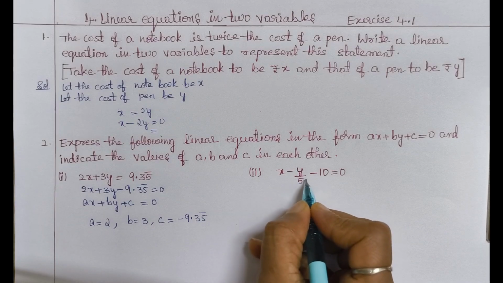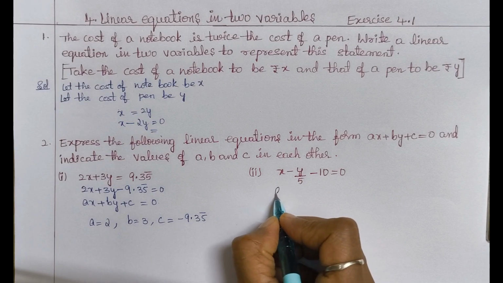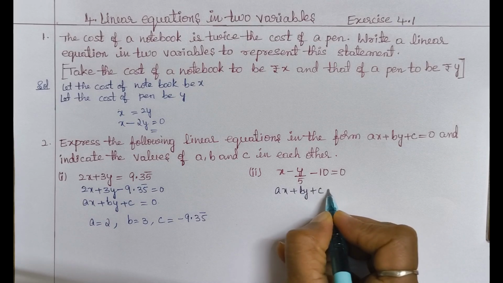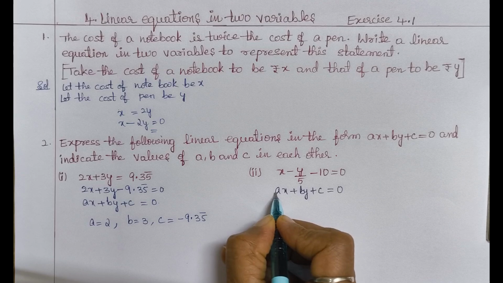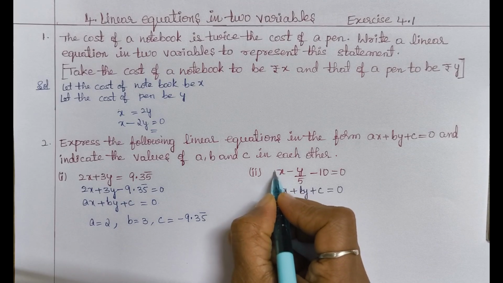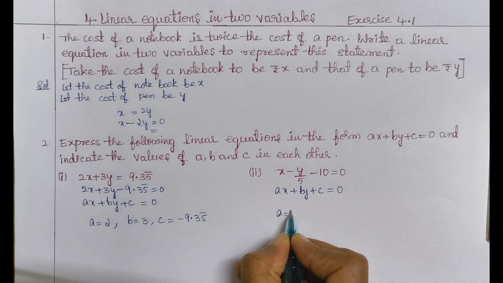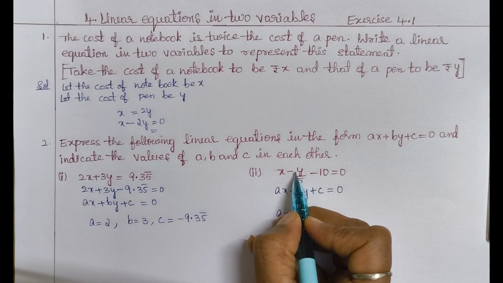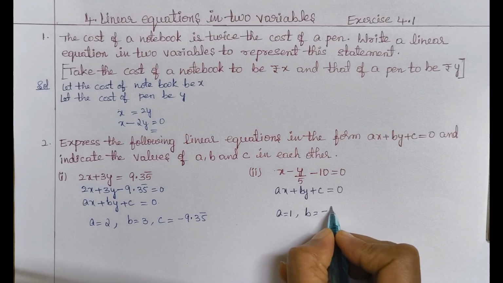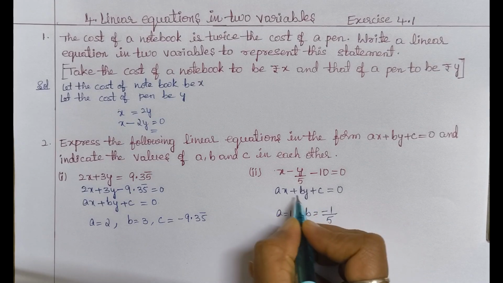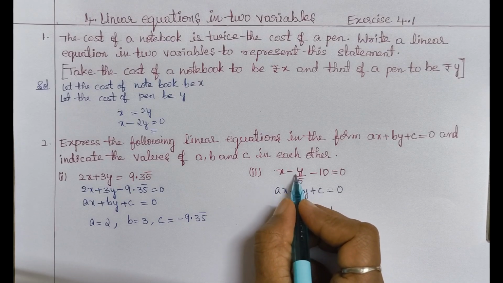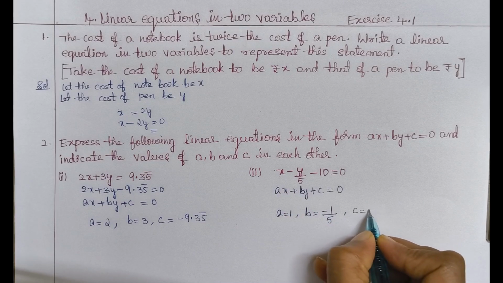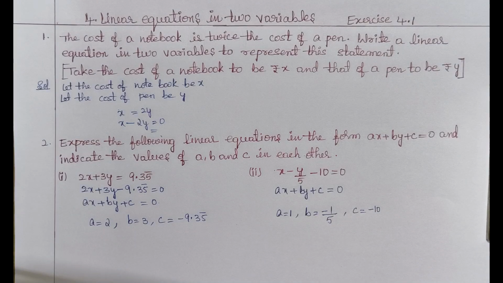See here, this one I am writing. This is already ax plus by plus c form only. So now write here ax plus by plus c equals 0. See, what is a? Here nothing means 1. So a is equal to 1. Next, b is equal to, here no number means 1. So minus 1 by 5 is the answer. Next, c is equal to minus 10 is the answer. Okay.